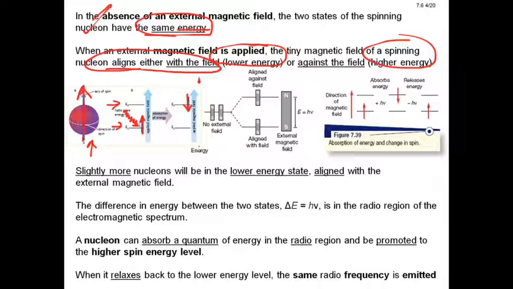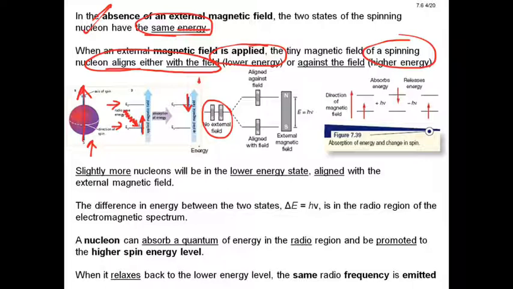Now, do you see what's going on here? That's what we do. That's what we're exploiting here. In the externally applied magnetic field, there's a difference in energy. There's an energy gap between spin up and spin down. So there's no external field there.